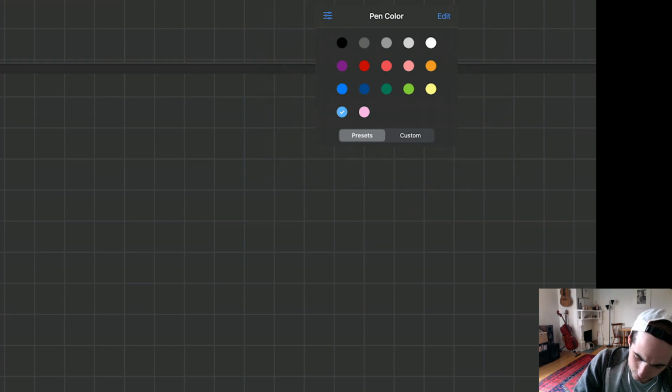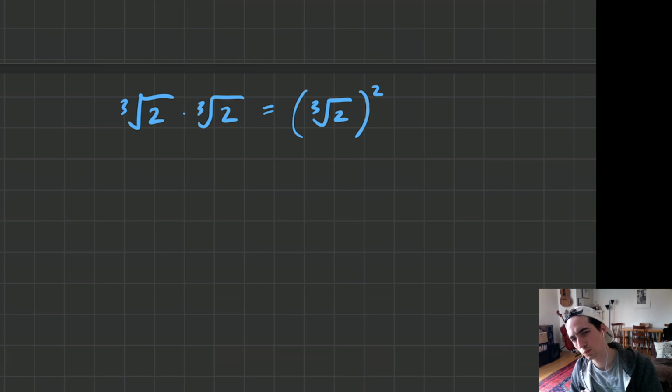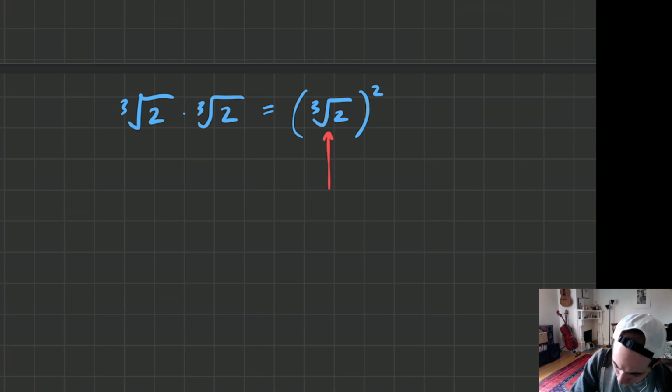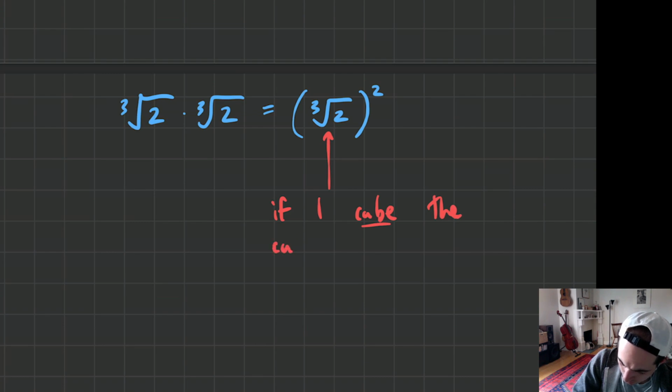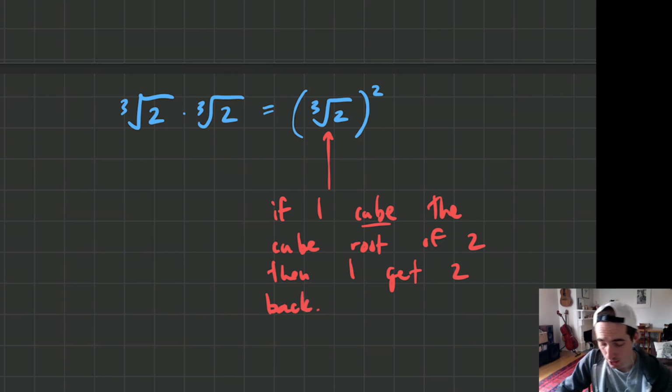So let's think about the cube root. Let's do the cube root of 2. If I did the cube root of 2 times the cube root of 2, that's equal to the cube root of 2 squared. Well, let's think about what the cube root of 2 is. If I cube the cube root of 2, then I get 2 back, right? That's what it means to be a cube root.